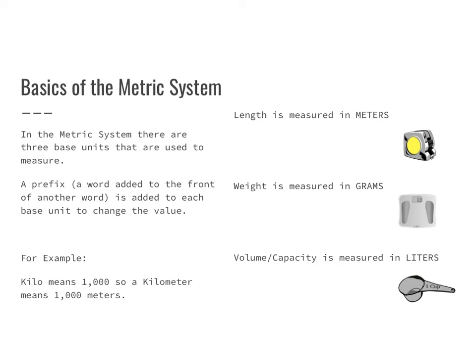And then the metric system uses something called a prefix, which is a word that's added to the front of another word. And that helps add value to each of the base units. So for example, the kilo actually means 1,000. So a kilometer or a kilometer, depending on how you say it, means 1,000 meters.